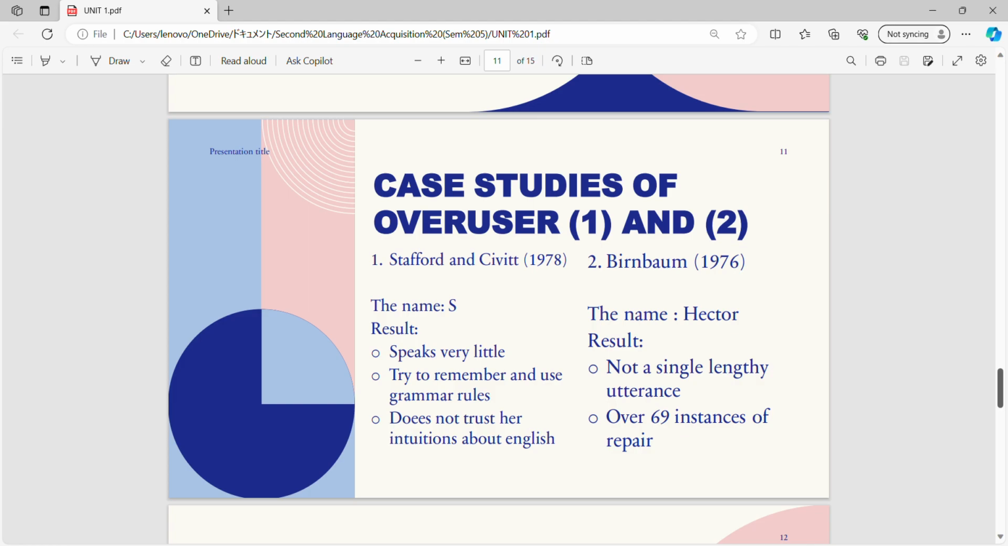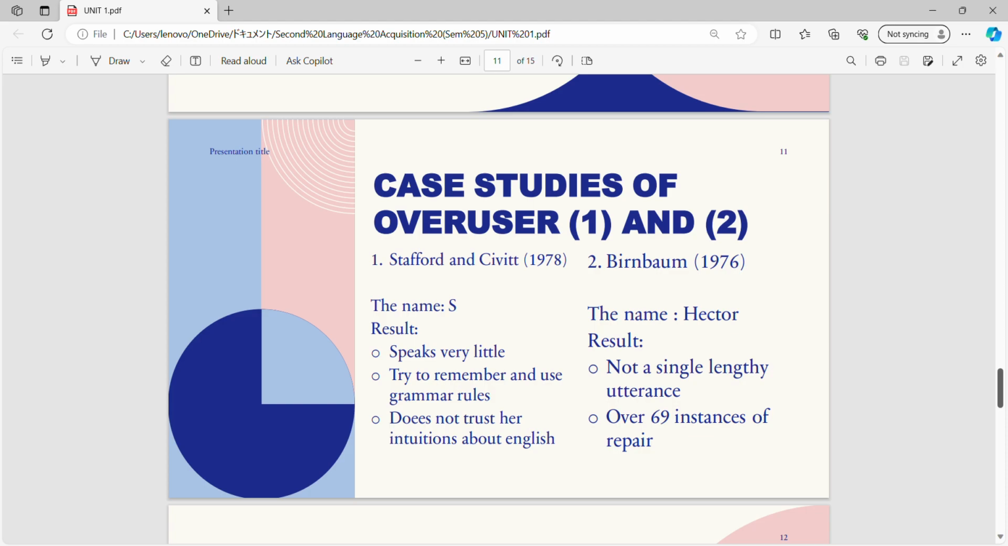So the overuser means a student or person who knows about English but doesn't use English properly, and they just make grammar the important thing but don't use English appropriately.